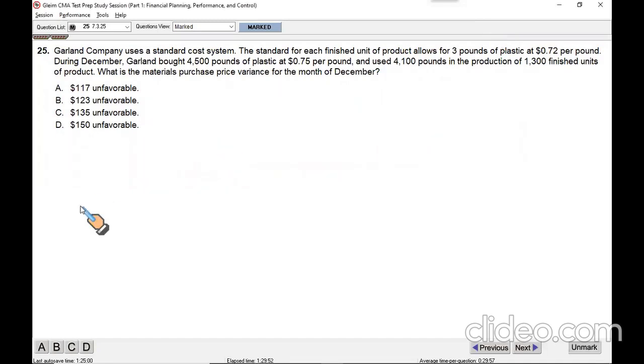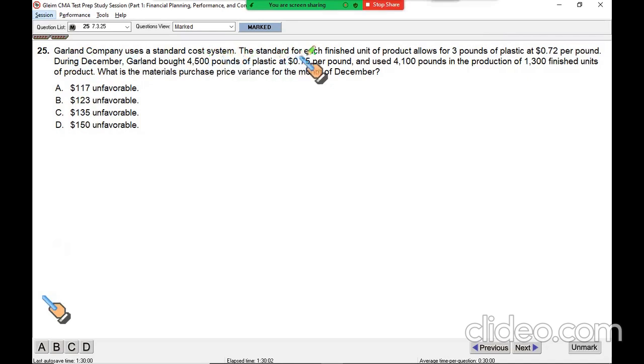All right, now let us do lots of questions related to material price variance and usage variance, lots of questions, so that you fully understand the concept. I believe more in questions. All right. Garland Company uses a standard cost system. Fine. That is the basis of our budgeting.